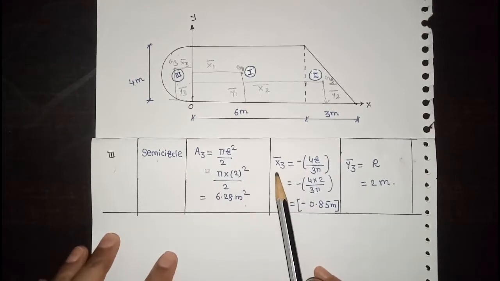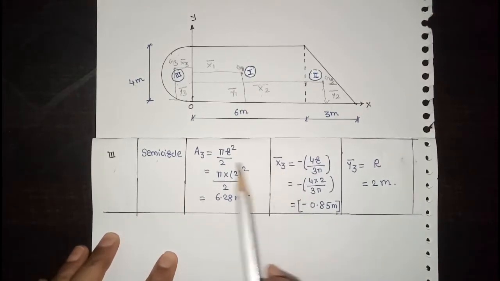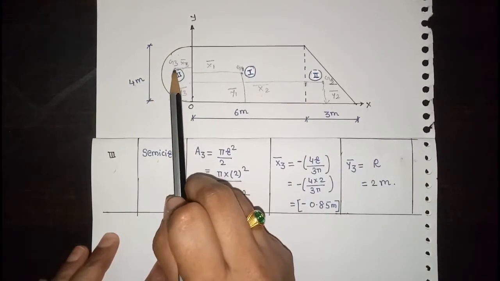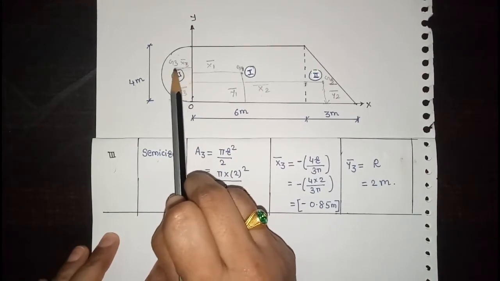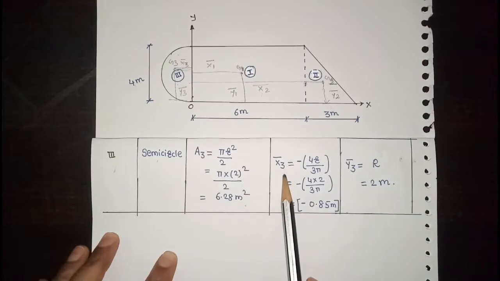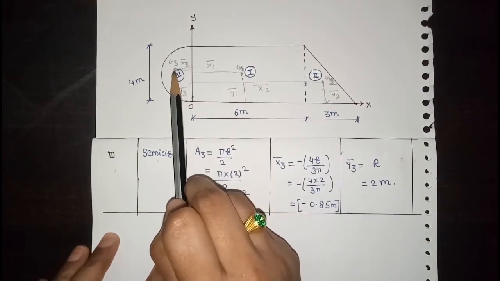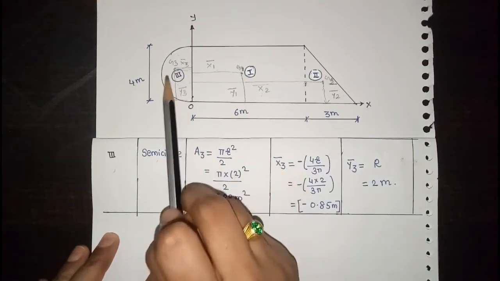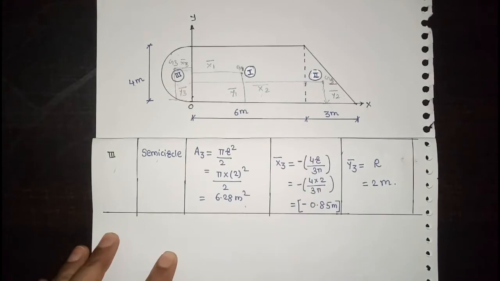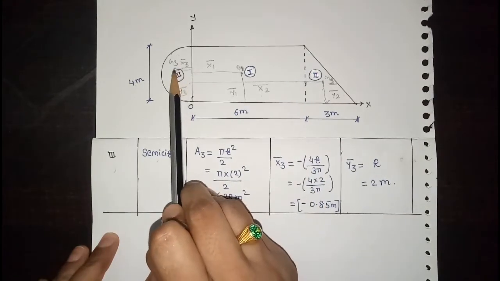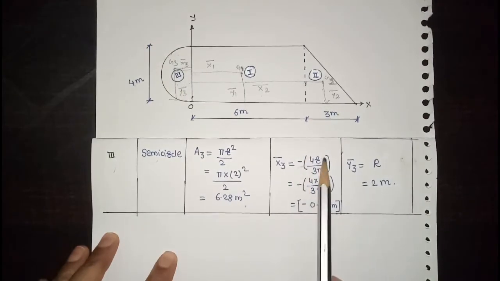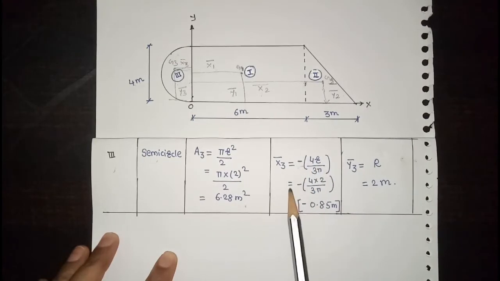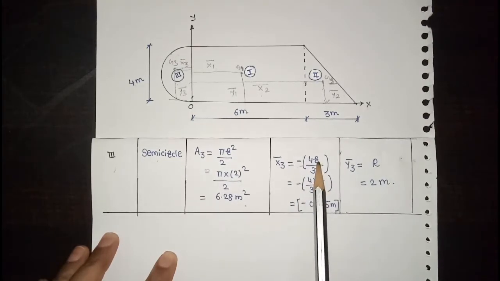So calculate x3 bar. What is meant by x3 bar? The distance between point G3 and the base of the y-axis; this distance is x3 bar. So what is the value of x bar for a semicircle? X bar for a semicircle is 4r by 3 pi. This is the second quadrant, so the sign is negative, which means x3 bar is equal to minus 4r by 3 pi.